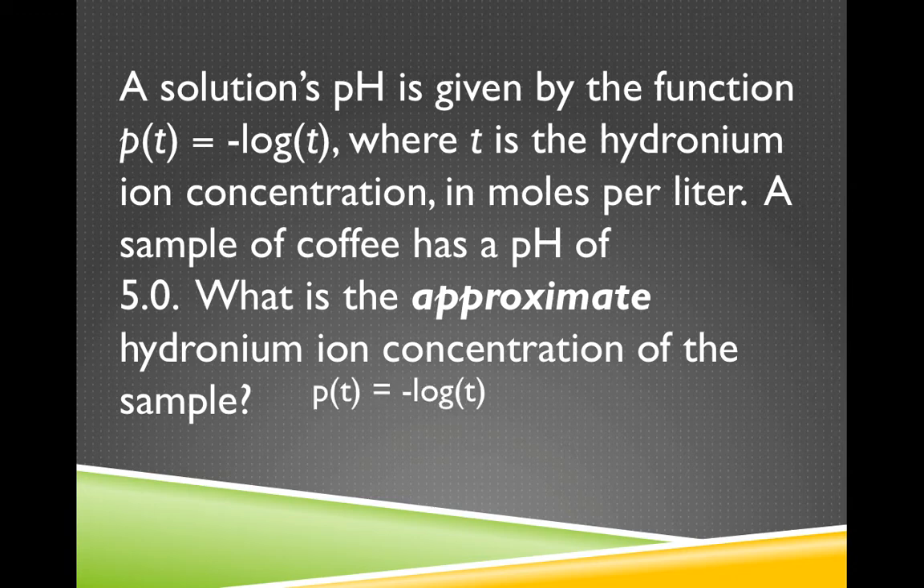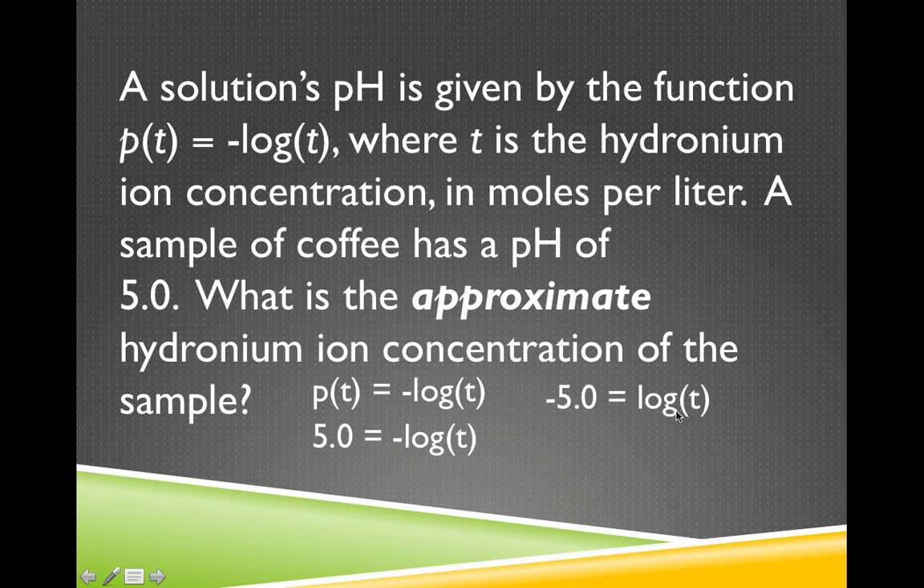Well, the first thing that I'm going to do is take the formula that they gave me in the problem. P of t equals negative log of t. Common log. Notice that this has a base of 10. Then I'm going to replace P of t, because that stands for the pH, with the pH that was given to me in the problem. That's 5.0. Then I'm going to divide both sides by -1 so that I can get rid of this negative in front of the log. So we're going to divide by -1 and get -5 equals log of t.